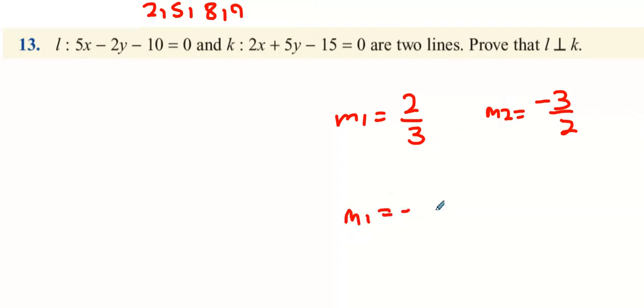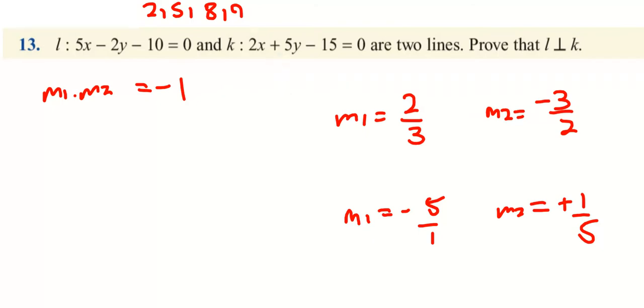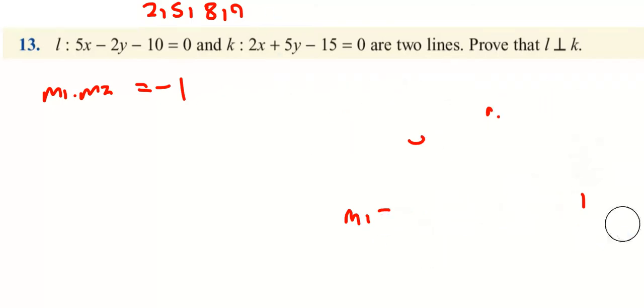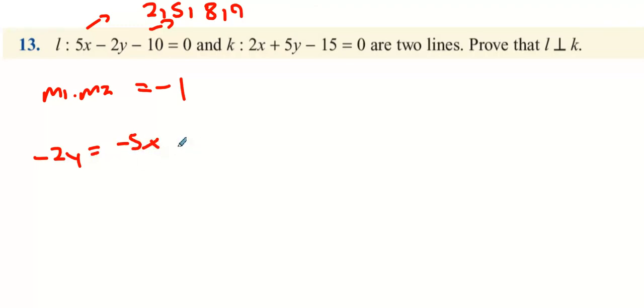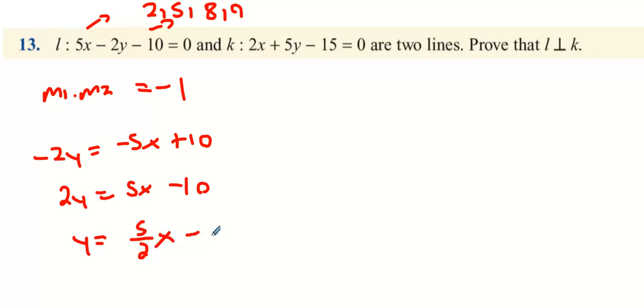Likewise, if I had a slope of minus 5, that's the same thing as minus 5 over 1. Turn it upside down to get 1/5, and change the negative into a positive, so m2 will be plus 1 over 5. At the end, I should be able to multiply both slopes by each other, and the answer always has to be minus 1. Let's find out. I'll take L first. I'll move the 5x and the 10 over to the other side to get minus 2y equals minus 5x plus 10. Multiply by minus 1, so we get 2y equals 5x minus 10. Divide by 2, so y equals 5 over 2 x minus 5.